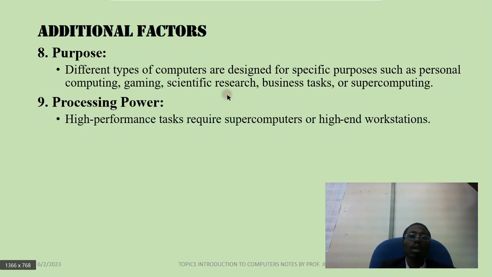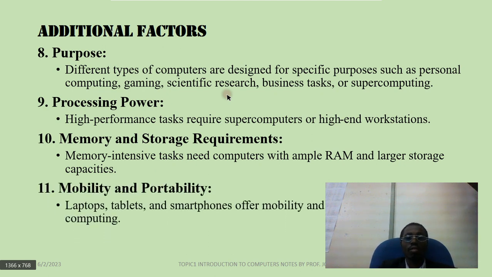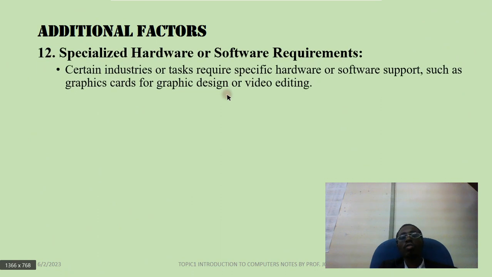We have processing power. High performance tasks require supercomputers or high-end workstations. We also have factors like memory and storage requirements, which are intensive systems that need computers with ample RAM and larger storage capacities. We also talk about mobility and portability. Laptops or tablets like smartphones offer mobility and portability for on the go computing systems. We also have specialized hardware or software requirements, such as certain industries or tasks that require specific hardware or software support, such as graphic cards for graphic design, especially the video and gaming type of computers.